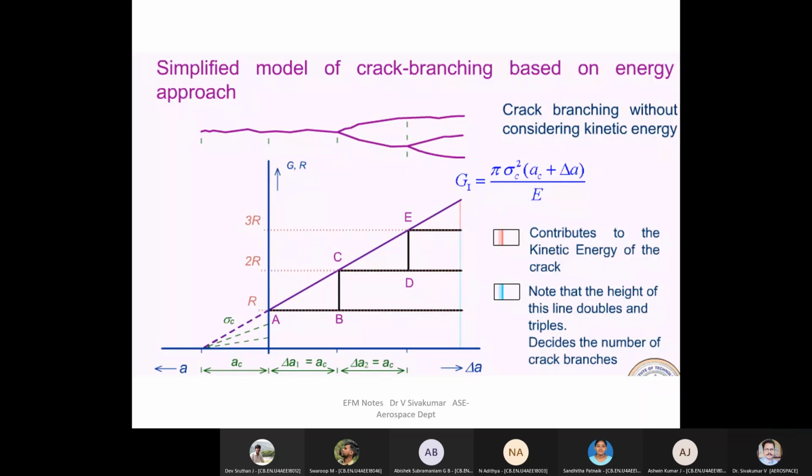Yes, sir. Okay. So we were talking about the crack branching mechanism based on the energy approach. When the energy increases, it diverts from its path and makes a few more branches. If the branches become more, that much resistance will be added. So that is what the crack branching mechanism is.